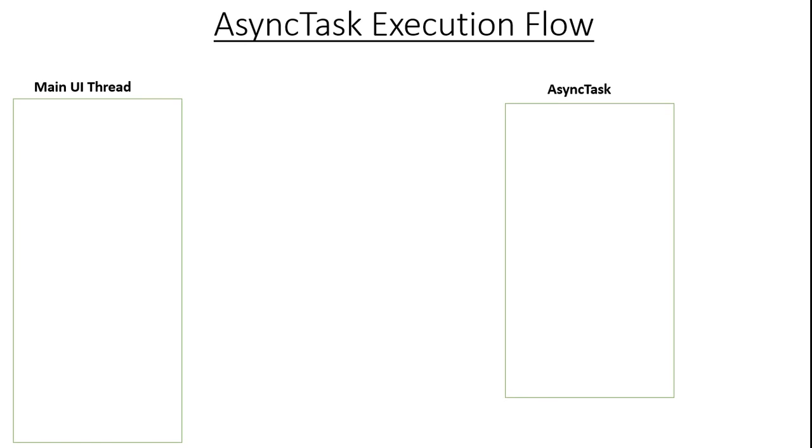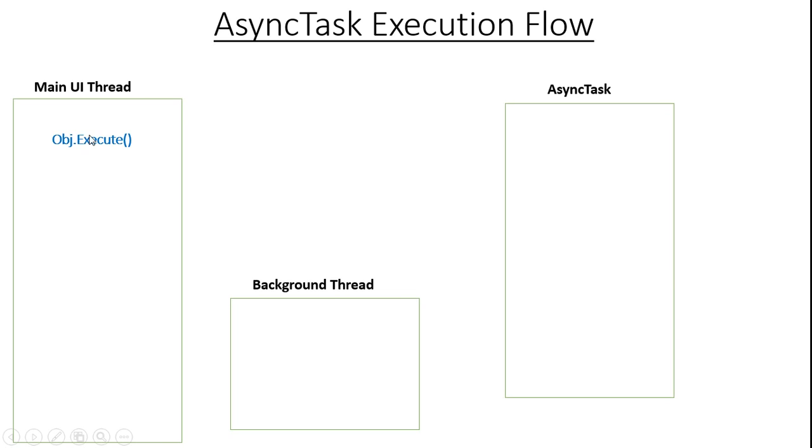Now here I created a simple animation that will demonstrate how the AsyncTask executes if you start an AsyncTask. So here we have a main UI thread, here we have the AsyncTask, and here we have a background thread. For starting an AsyncTask, you have to create an object of a class that extends AsyncTask, and by using that object you have to call the execute method.